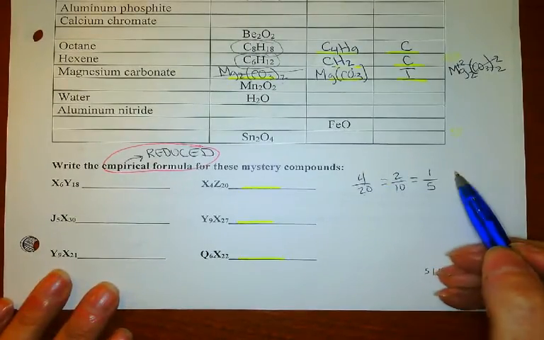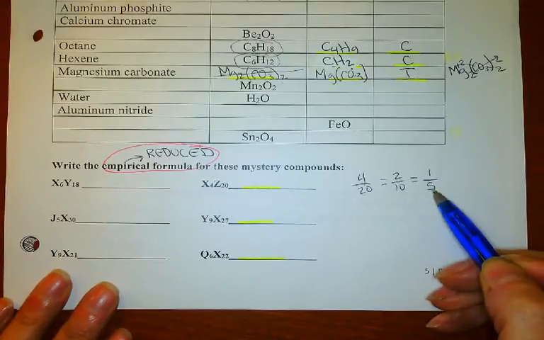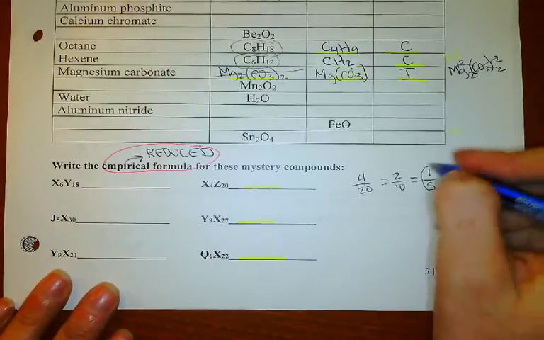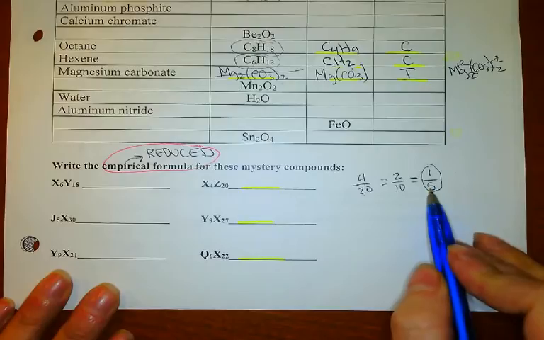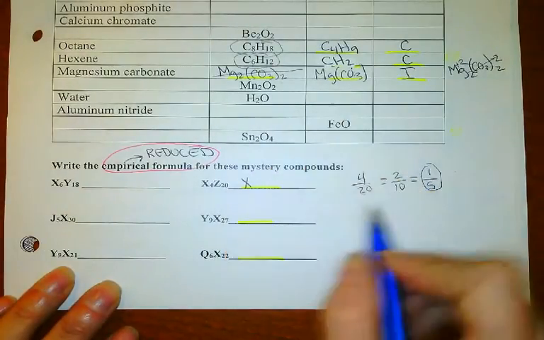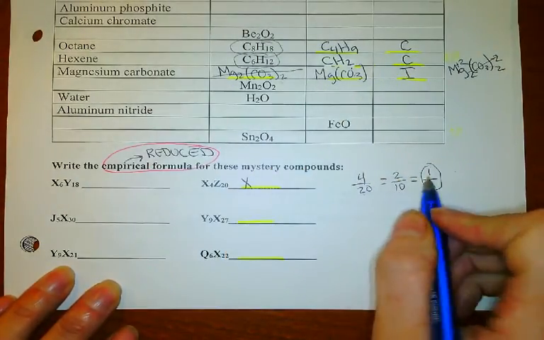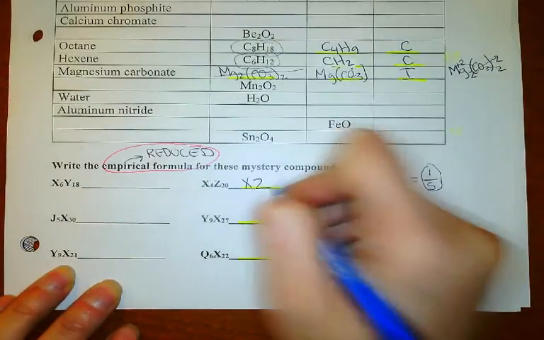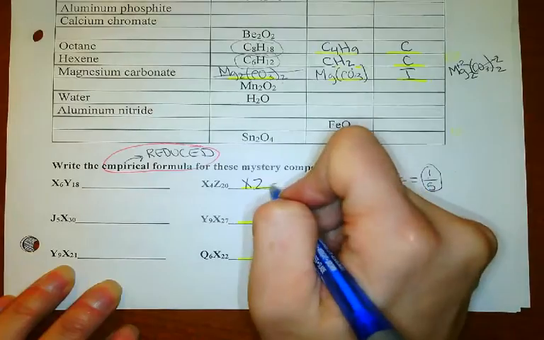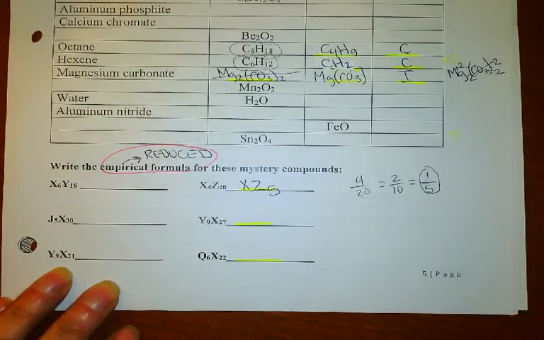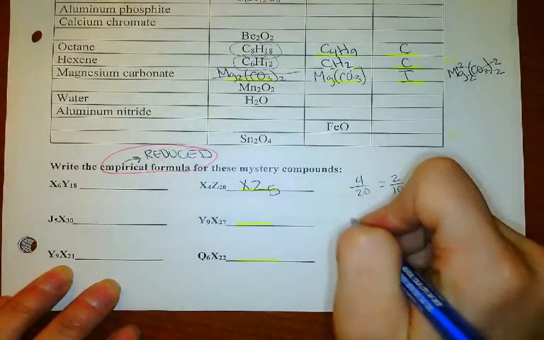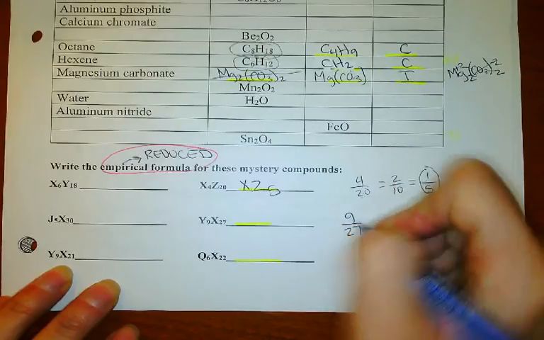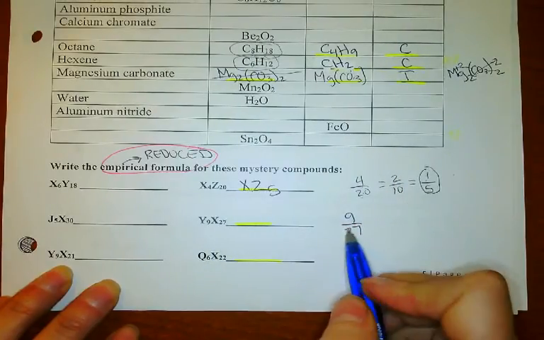4 divided by 4 is 1. 20 divided by 4 is 5, but I can't reduce this anymore. So there is my empirical or reduced ratio. So that would be x instead of 4, 1, and 1's are invisible, so we wouldn't put it there. And then z instead of 20 becomes 5. X invisible 1, z5.